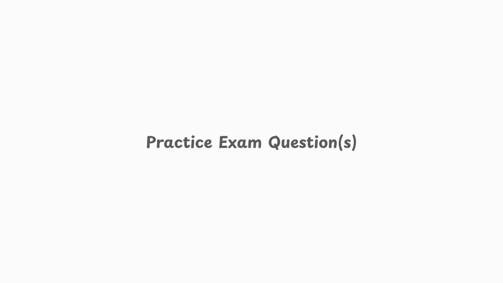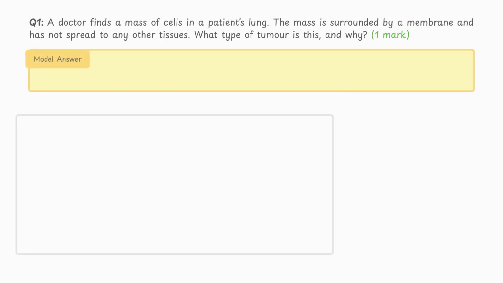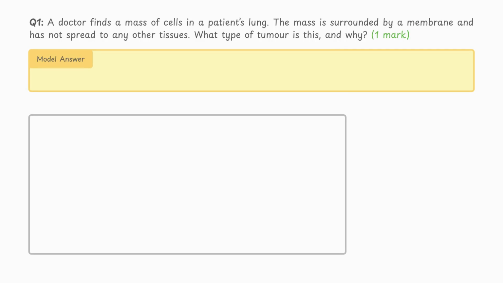Now, let's apply what we've learned to an exam-style question. You can pause the video and try it yourself. Now, let's move on to this exam-style question. A doctor finds a mass of cells in a patient's lung. The mass is surrounded by a membrane and has not spread to any other tissues. What type of tumor is this, and why?